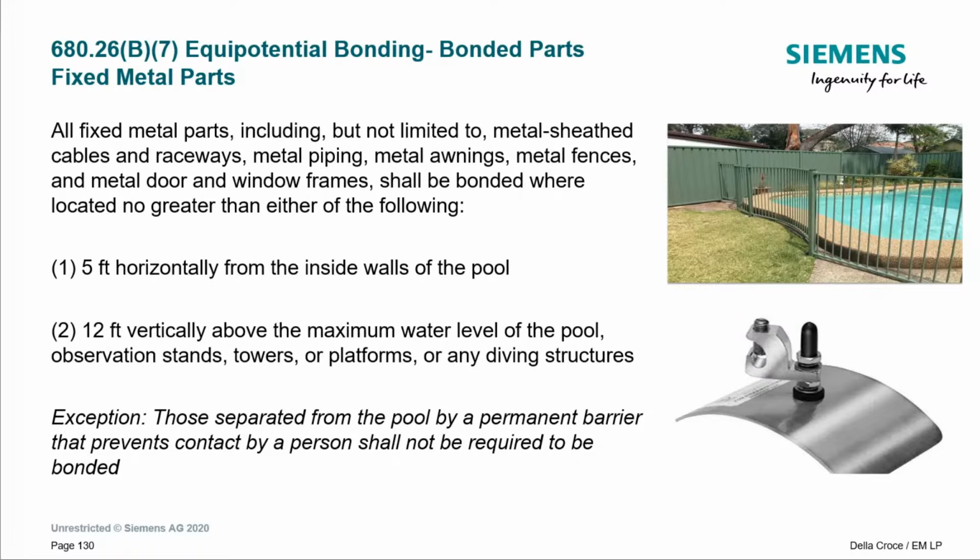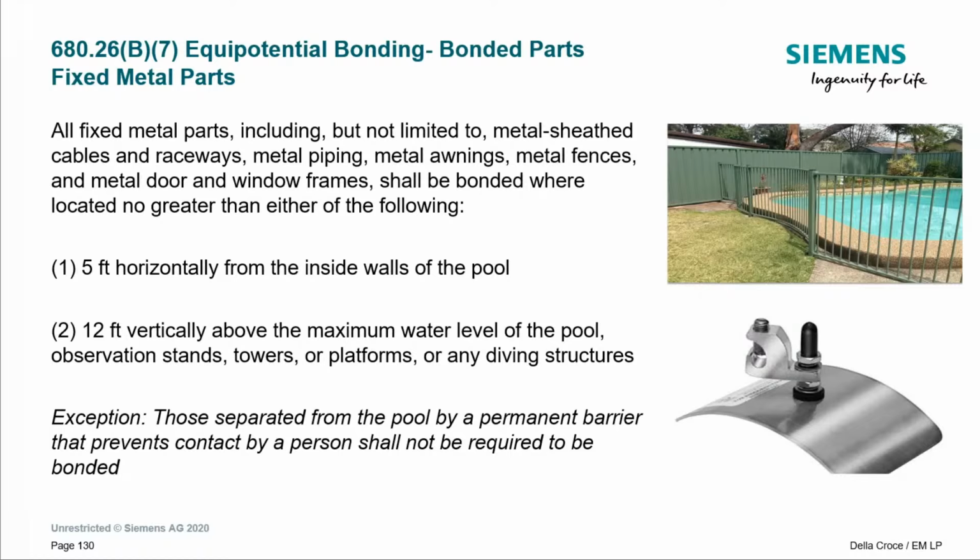Number 2 is 12 feet. So that's the horizontal. 12 feet vertically above the maximum water level of the pool, observation stands, towers, or platforms, or any diving structure. So any metal parts within 12 feet. So it would be anything up to 12 feet. When you hit 12 feet, you're good, you don't have to worry. And again, it's from the maximum water level.